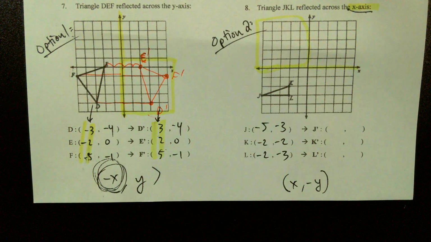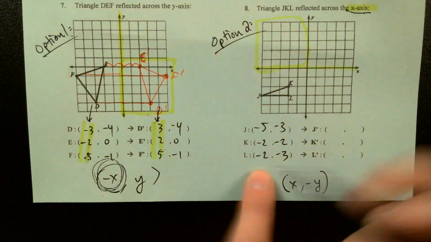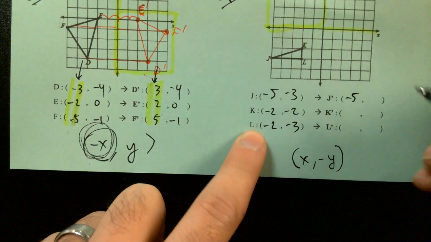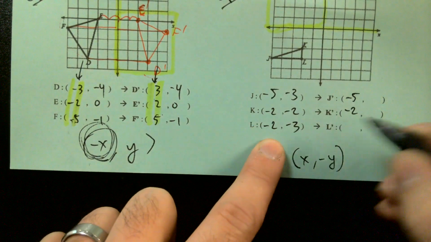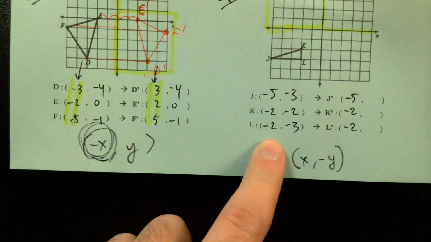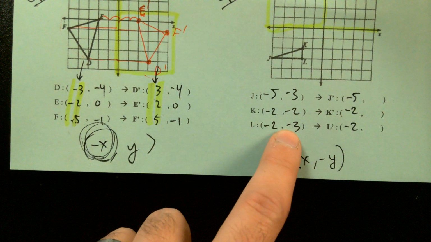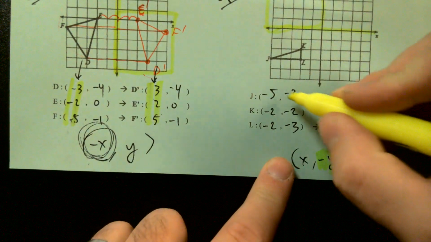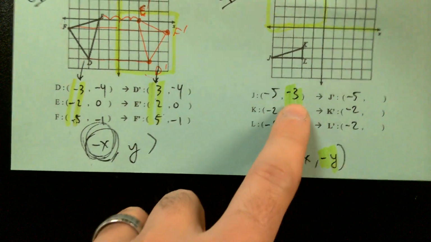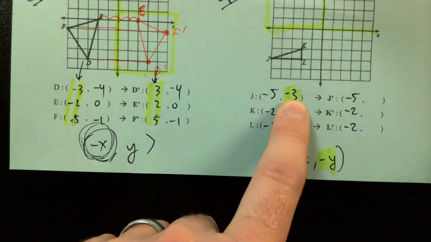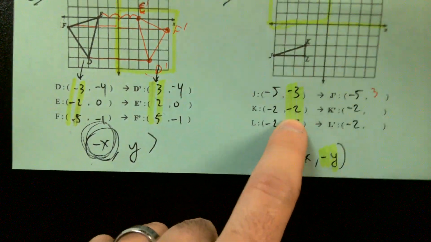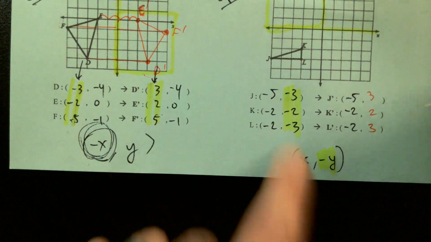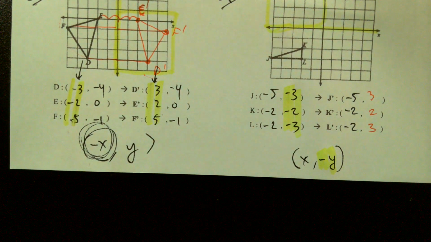Which means I'm going to leave all my X coordinates the same. Take a look. -5 stays -5. -2 stays as -2. And -2 stays at -2. But I'm going to flip the sign of my Y coordinate. So what would -3 become if we flip the sign? 3. What would -2 become? 2. And what would -3 become? 3. So this is just going backwards, right?